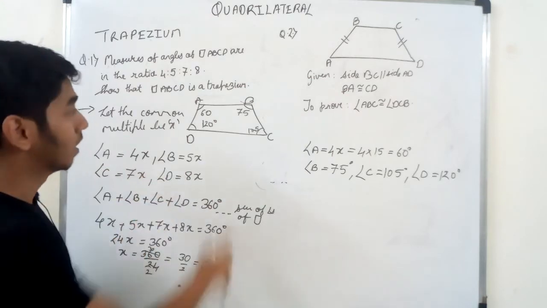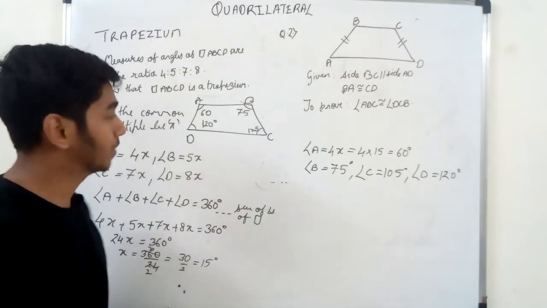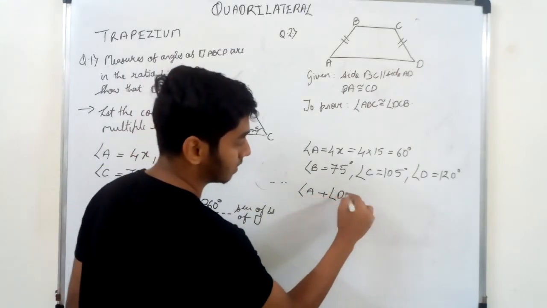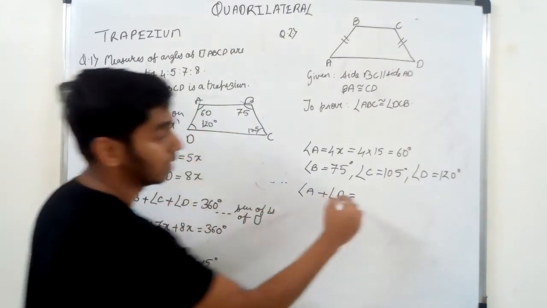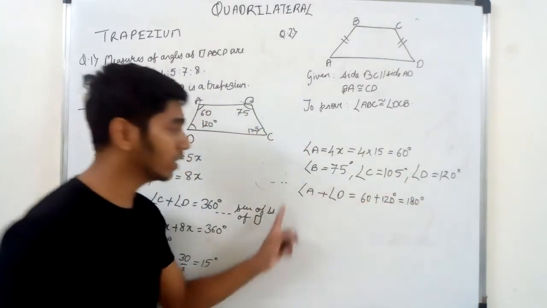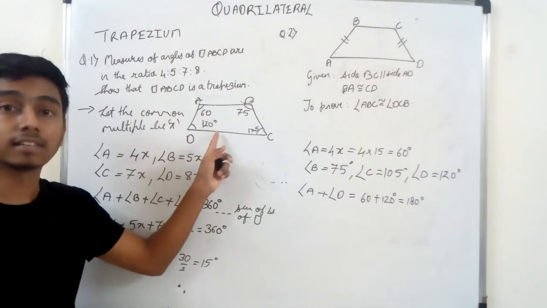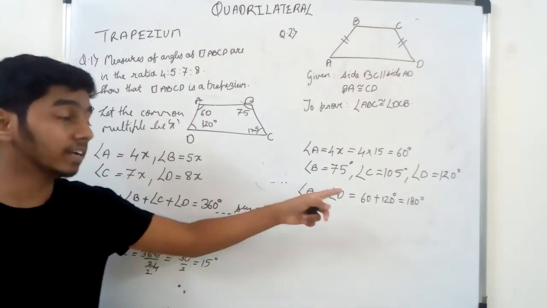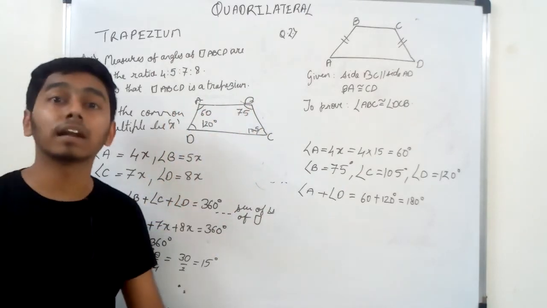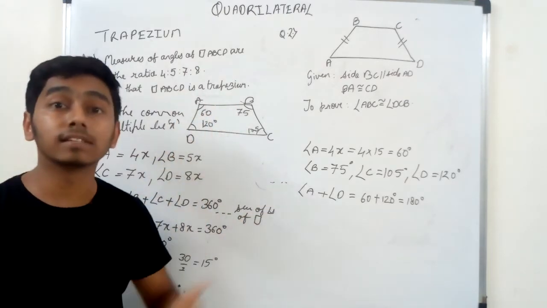Now if you see, can we add these two, 60 and 120? Isn't it forming an interior angle? Yes or no? If you see angle A plus angle D, if you add this, 60 plus 120, it is giving you 180. What is this condition? A plus D is giving us 180. That means the sum of the interior angles is 180 degrees. That means by the interior angle theorem we can say that AB and CD are parallel. Yes or no? Why? Because if the lines are parallel, then the sum of the interior angles is 180 degrees.